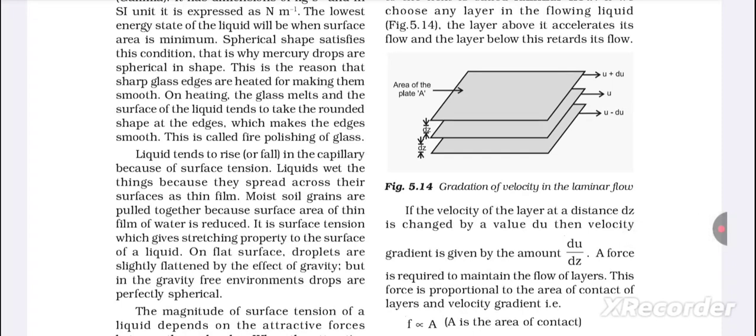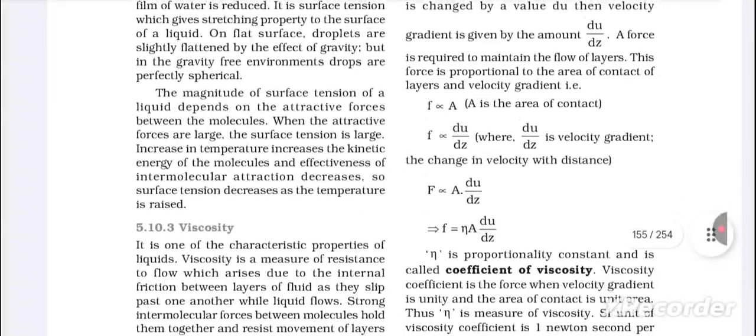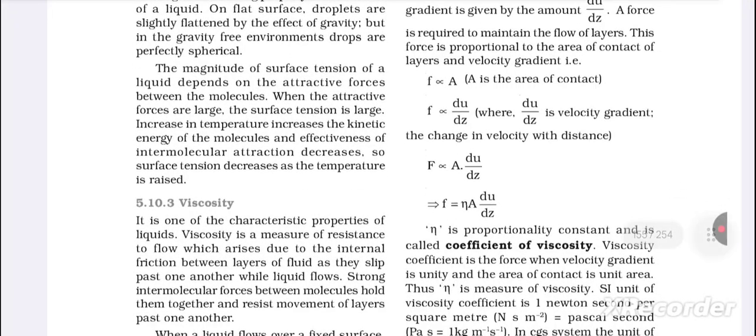Liquids tend to rise in a capillary because of surface tension. Liquids wet things because they spread across their surface as a thin film. Moist soil grains are pulled together because the surface area of the thin film of water is reduced. It is surface tension which gives the stretching property to the surface of a liquid. On a flat surface, droplets are slightly flattened by the effect of gravity, but in a gravity-free environment, drops are perfectly spherical. The magnitude of the surface tension of a liquid depends on the attractive forces between the molecules.